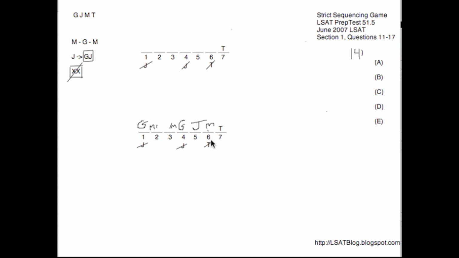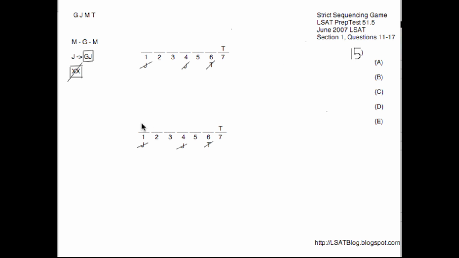We're going to have M on 6. So for that reason, D is gone. And then looking at E, M on 6? Yes, we do have that as a concrete inference, something that must be the case. So E is our answer for number 14. Next, number 15: if we had G on 1 and T on 2, what must be true?